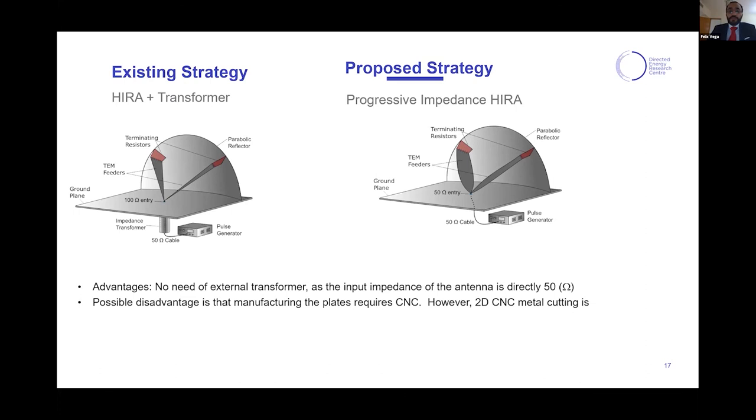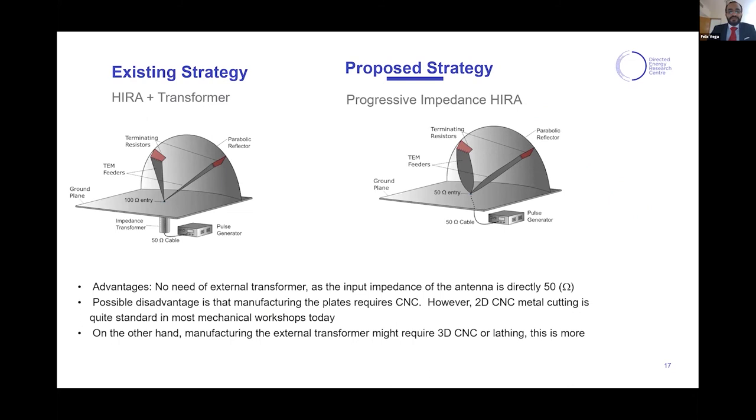That's true. However, 2D CNC metal cutting is quite standard in most mechanical workshops today. This is nothing very advanced. On the other hand, manufacturing the external transformer, in any case, will require a 3D CNC or a lathe. So at the end of the day, manufacturing the impedance transformer is going to be more expensive than having your variable impedance feeders. That's what you gain with this technique. So the idea is to improve the adaptation while maintaining the optimal aperture field.